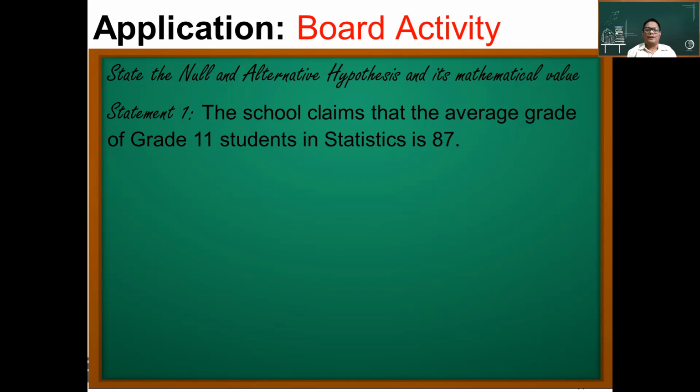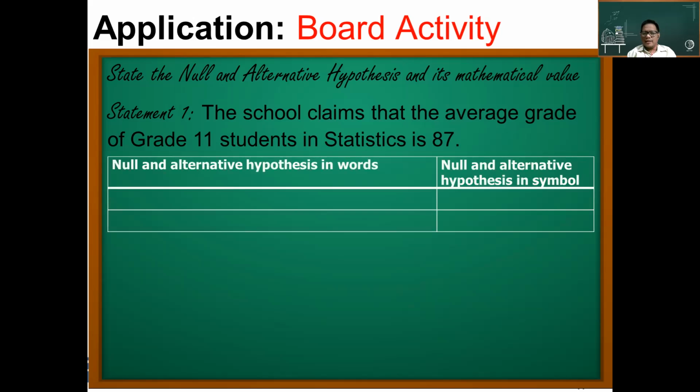Okay, for statement number 1. The school claims that the average grade of grade 11 students in statistics is 87. So what is the first thing to do? Find the keyword that represents the two parameters. Our parameters are the average grade and the grade 11 students' grade in statistics. So the word here is, okay, the word here is correct. So is what? Alternative or null? Correct, it is null. So you can write here, the average grade is 87.